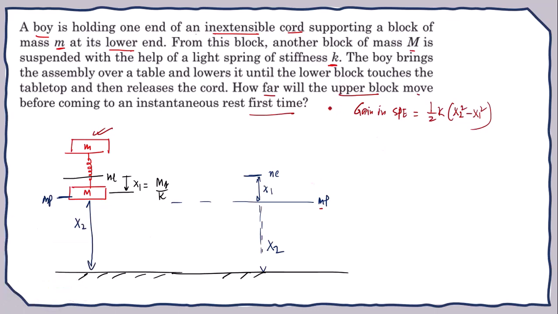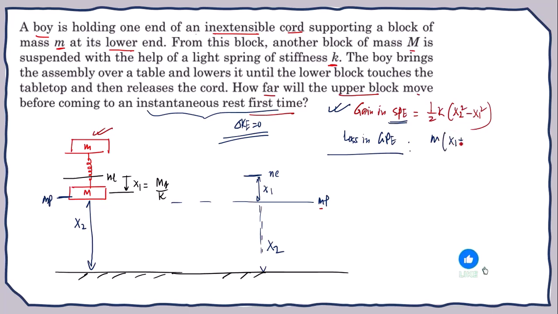Similarly, since all the blocks are at rest, there is no change in kinetic energy, delta K is equal to 0. So simply I want to consider the gravitational energy. The potential energy of the spring is being increased, so there is a loss in gravitational potential energy. In that situation, how much has the block been lowered? That is small m into g into x1 plus x2. That is the loss in gravitational potential energy.